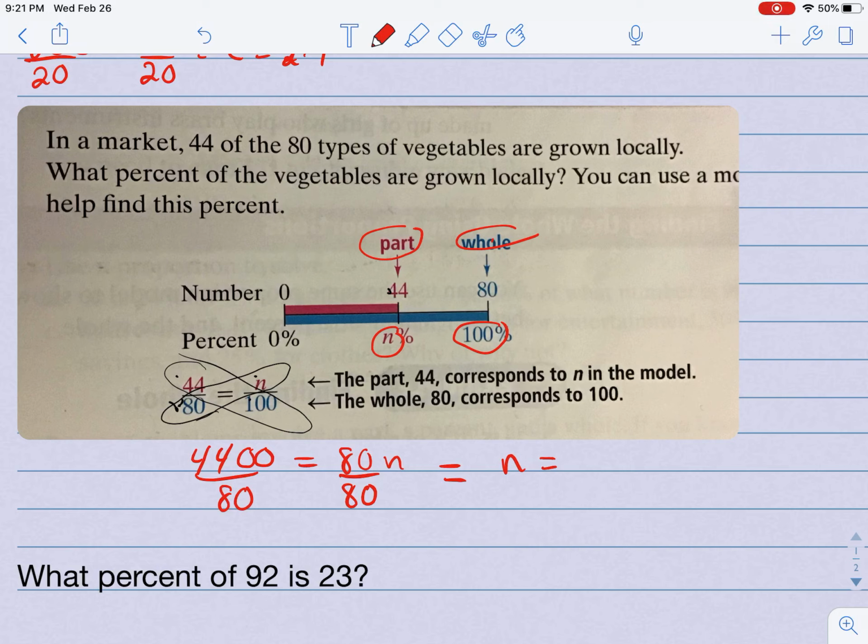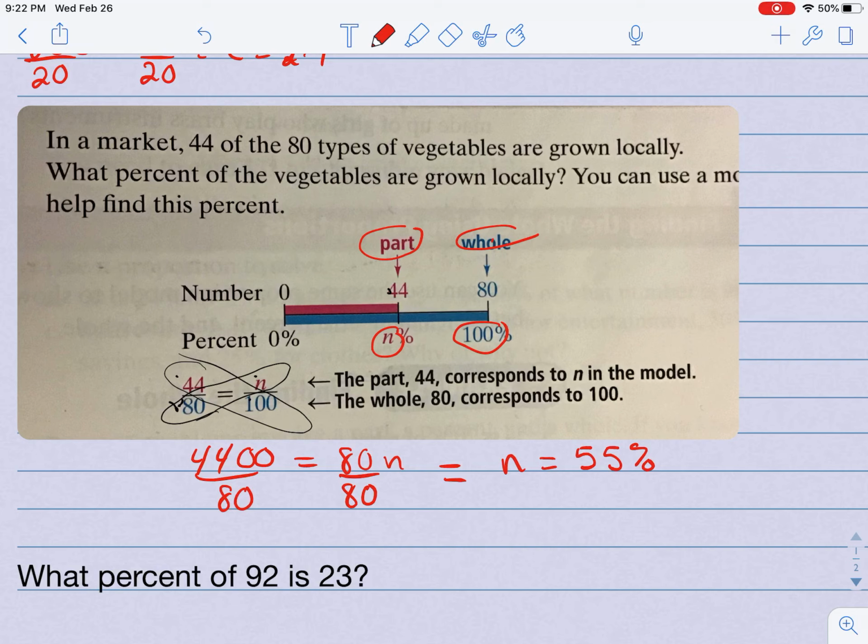see, 80 can't go into 44, but it can go into 440. 8 times 5, and that would give us 80 times 5 would be 400, so that'd be 40, then another 400, so it would be 55, and it would be 55%.